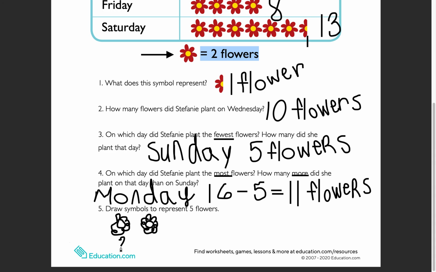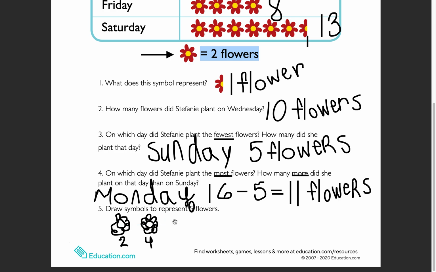2, 4. Am I at 5 yet? No, not yet. So can I draw another flower? Let's see. I'll draw it. 2, 4, 6. Uh-oh, what number was I supposed to stop at? I was supposed to stop at 5, so can I do that? No, let me delete that.